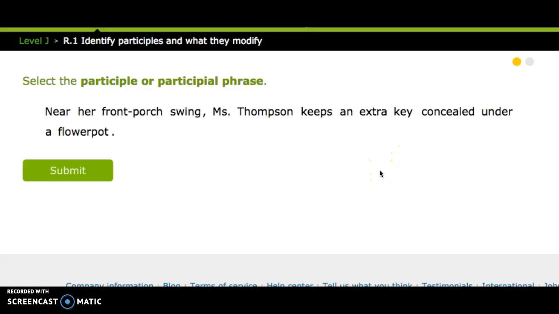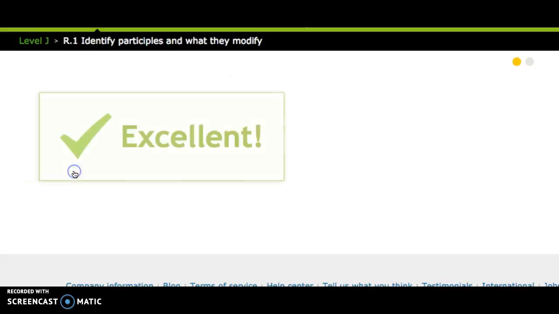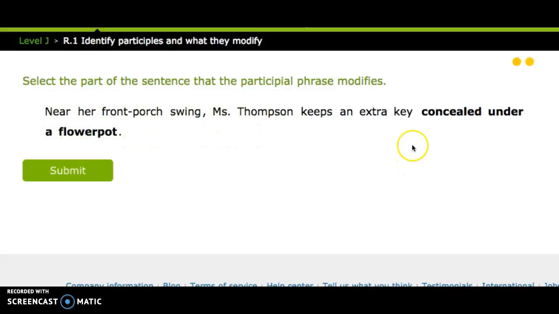So in this case, if I click on concealed under a flower pot, this phrase looks like it begins with a verb, but it's acting as a participle. It's acting as an adjective phrase here, because what is this modifying? It's modifying the key, concealed under a flower pot. So it's giving more information, modifying the key. And then it says, what is it modifying? It's modifying the key.